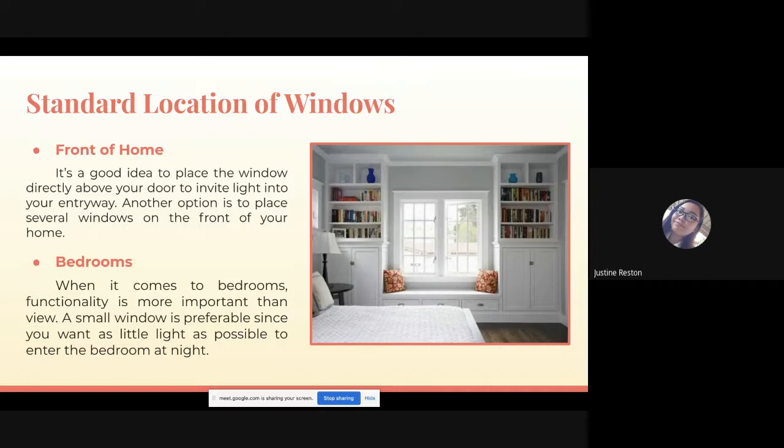And then next for the bedroom, when it comes to bedrooms, functionality is more important than view. A small window is preferable since you want as little light as possible to enter the bedroom at night, because at nighttime you have to have less light so that you may be able to sleep well.